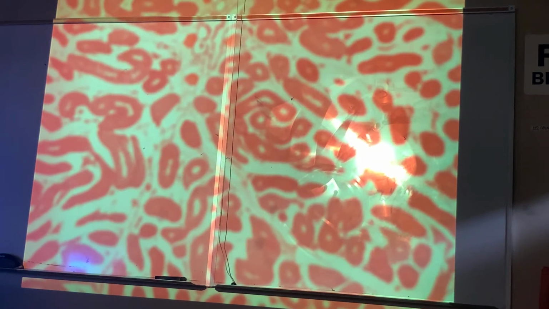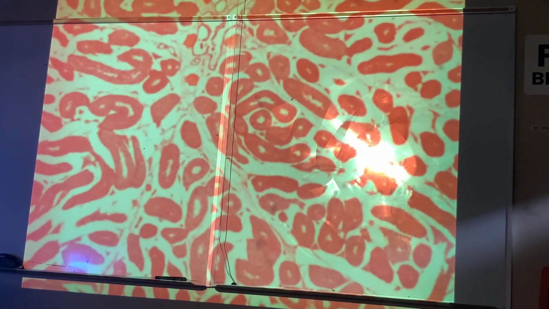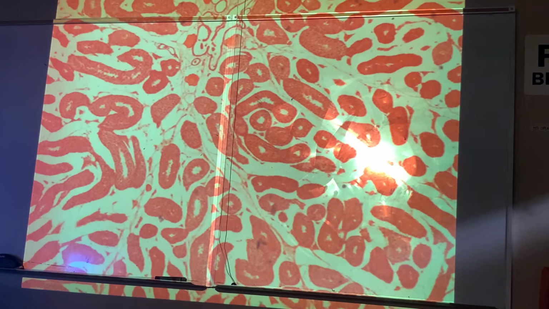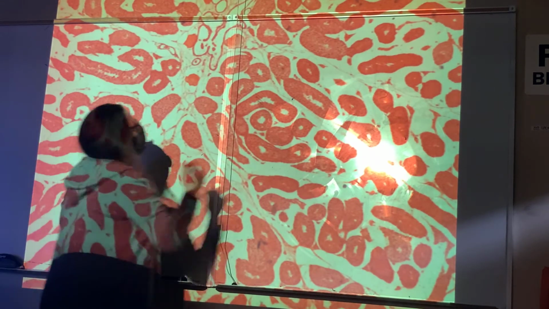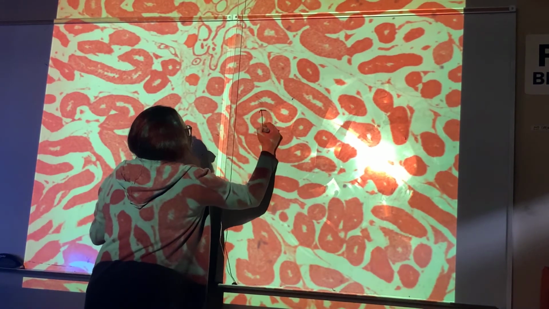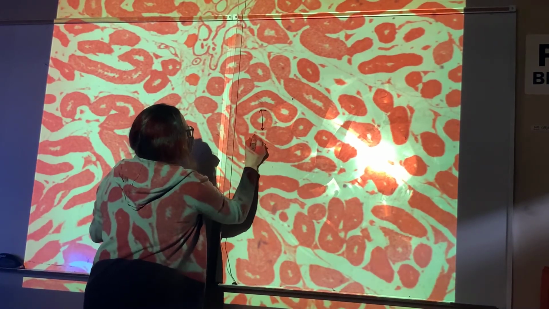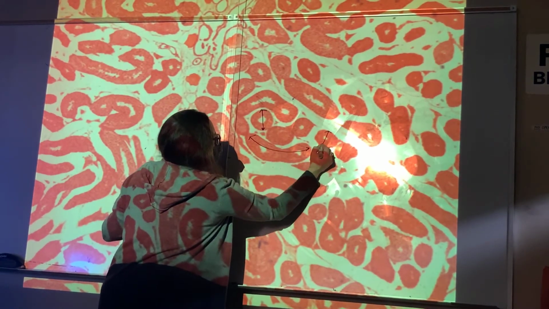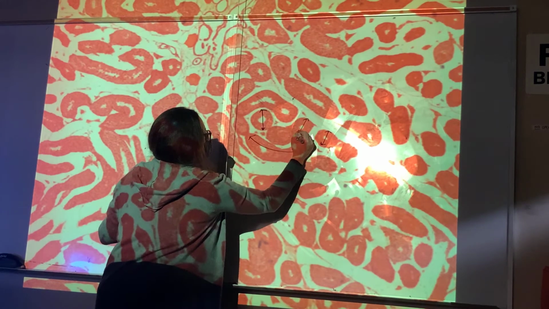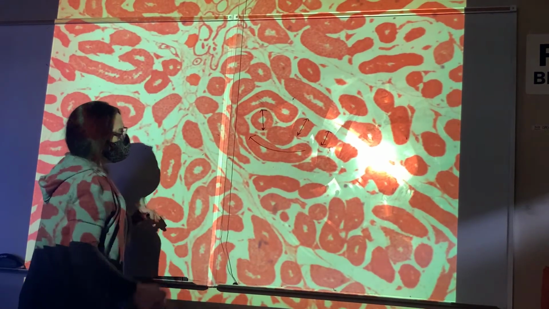Okay, so this is at 4x and it's way too low of a magnification to really see much, but what you can see are cross-sections of tubules. So this is a cross-section of a seminiferous tubule. That's a cross-section of a seminiferous tubule, another seminiferous tubule, and so on and so forth.